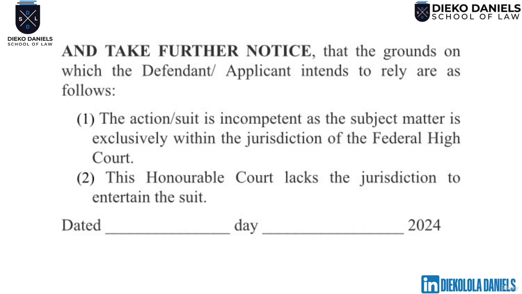3 things. Then after that, you now take another step. Take further notice. There is no take final notice. There is take notice and take further notice. So your take notice is you are informing the court what you intend to do. And then your take further notice is that you are informing the court the grounds upon which you intend to do what you want to do. So what are your grounds? So take further notice that the grounds on which the defendant applicant intends to rely are as follows. Then now state your grounds, right?